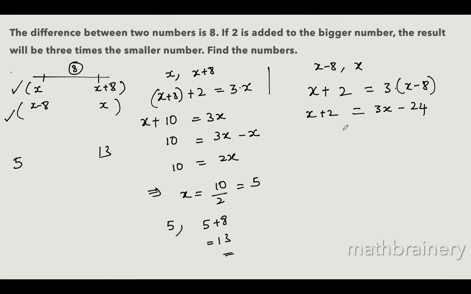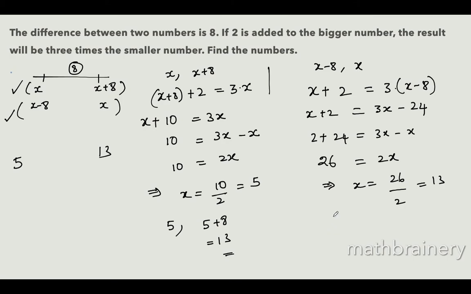Let's bring the like terms to one side. You have 2 plus 24 is equal to 3x minus x. So 24 plus 2 is 26. This is equal to 3x minus x, which is 2x. So what does this imply? Your x is equal to 26 divided by 2, which is 13.